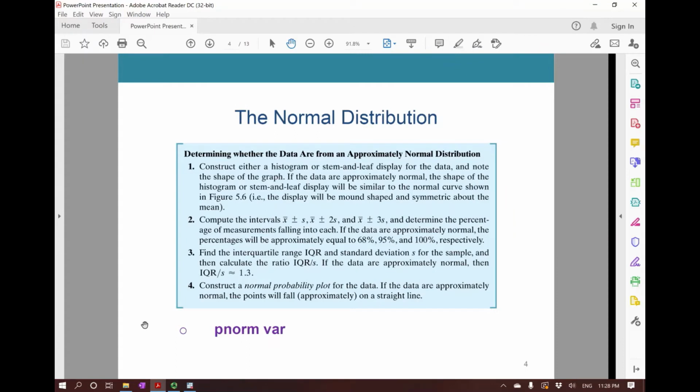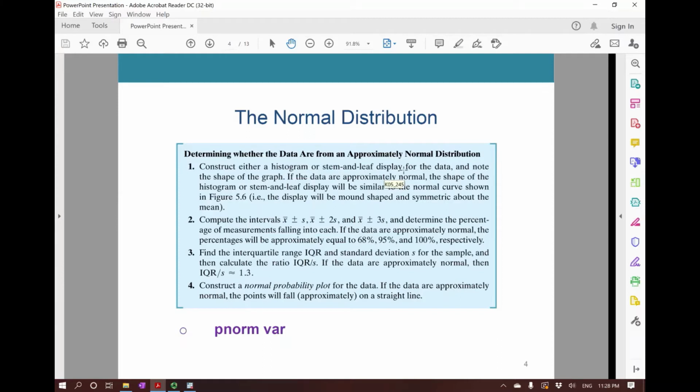If you recall from the normal distribution chapter, we did talk about that there are a number of ways to look at whether your data are from an approximately normal distribution. For example, one numerical method is where you can compute the intervals, 1 standard, 2 standard, 3 standard deviations above and below the mean, and compare with the empirical rule. Alternatively, you can also look at the IQR, but still the primary way to assess normality is through constructing a histogram, or maybe a stem and leaf display.